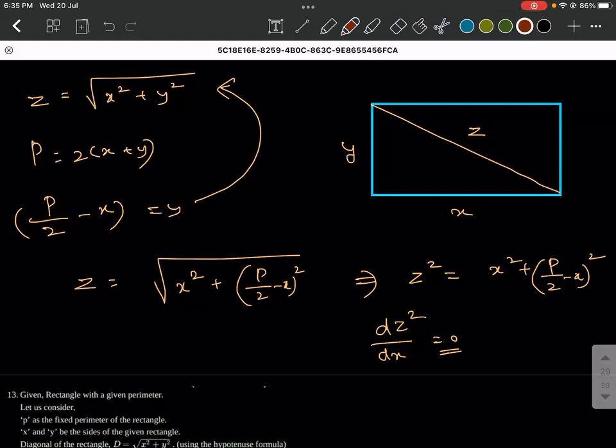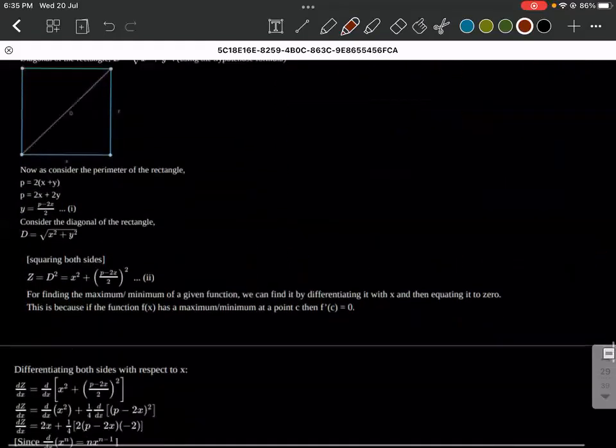What are you supposed to get as the value of X? You will get X in terms of the perimeter, if I'm not wrong. So what you're supposed to get is X is equal to Y. Only then you can prove it to be a square. Okay, that part I hope you can do.